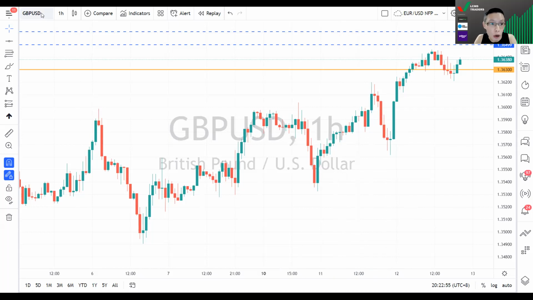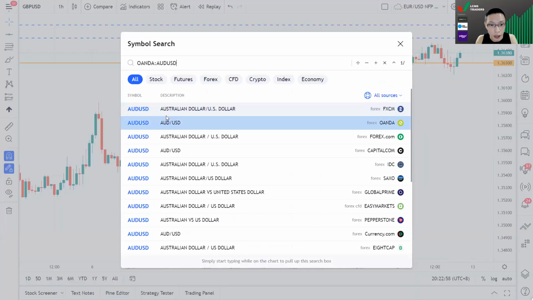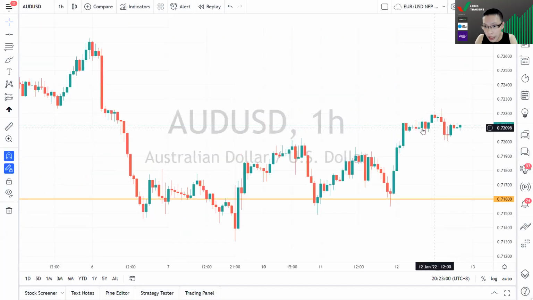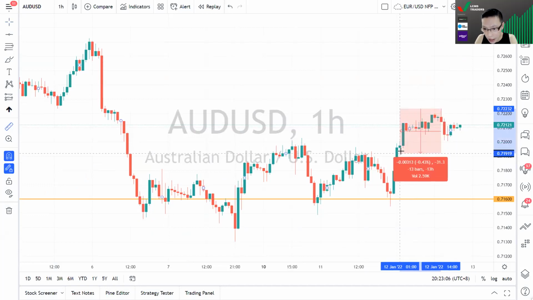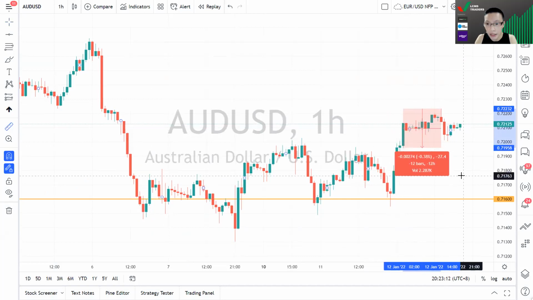The second pair that I'll go over is the Aussie dollar. This pair is another of my likings because you can see that for pretty much the whole of today, GMT plus 8, Aussie dollar has been moving within a tight range of 27.4 pips, indicated over here, pretty much 28 pips. I'm not sure how many of you have heard of this strategy before. It's called the straddle strategy, and it's simple.